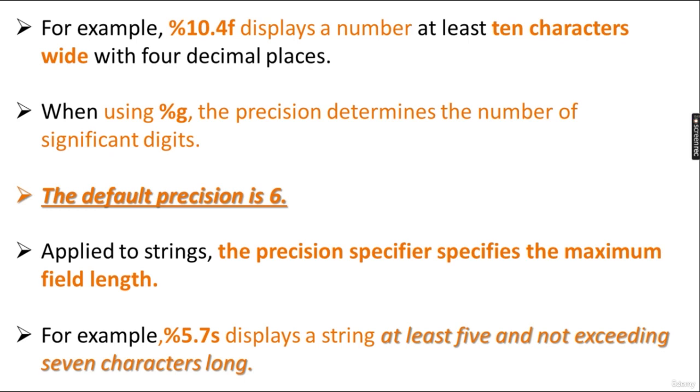When using %G, the precision determines the number of significant digits. The default precision is 6.